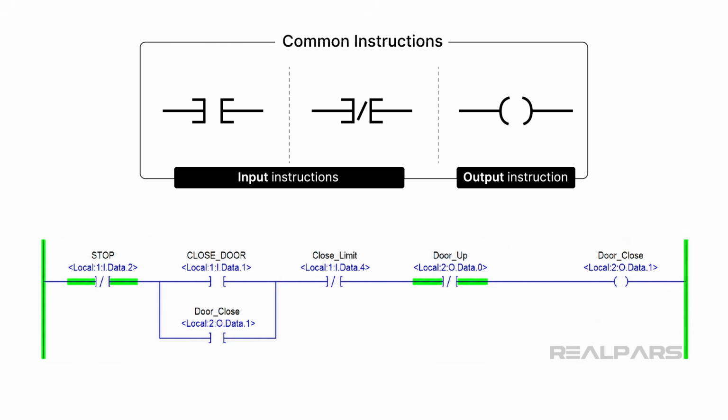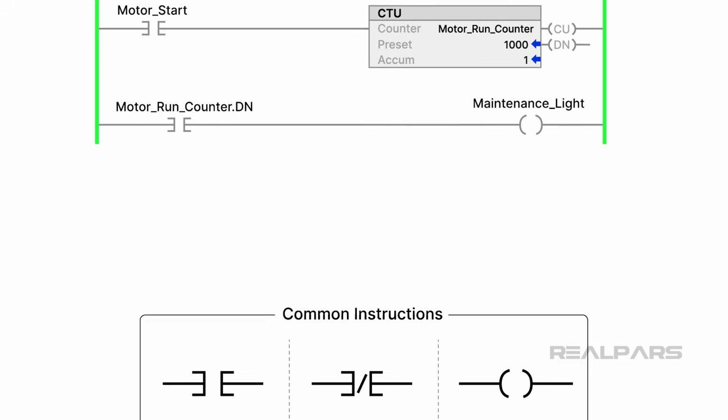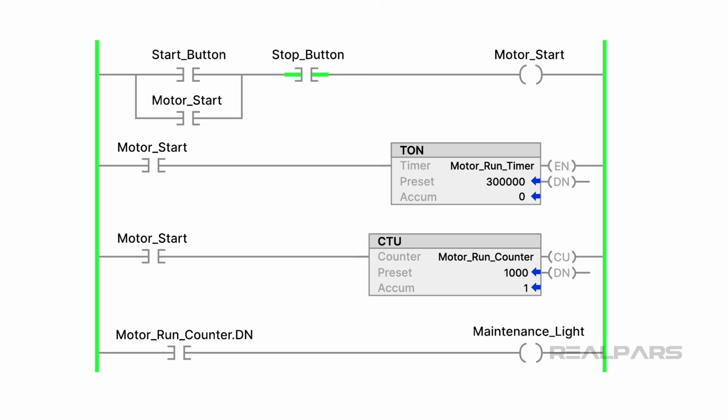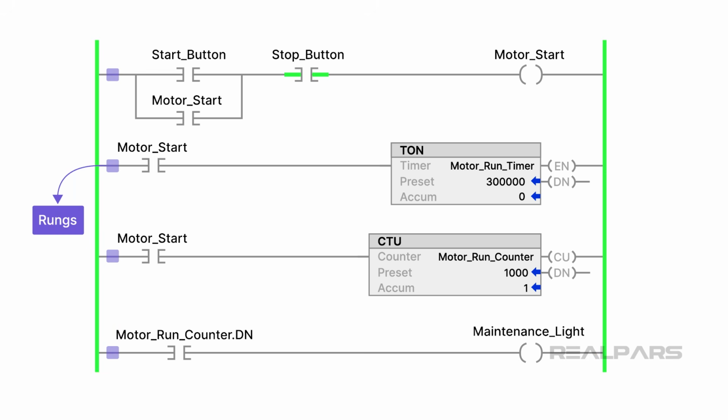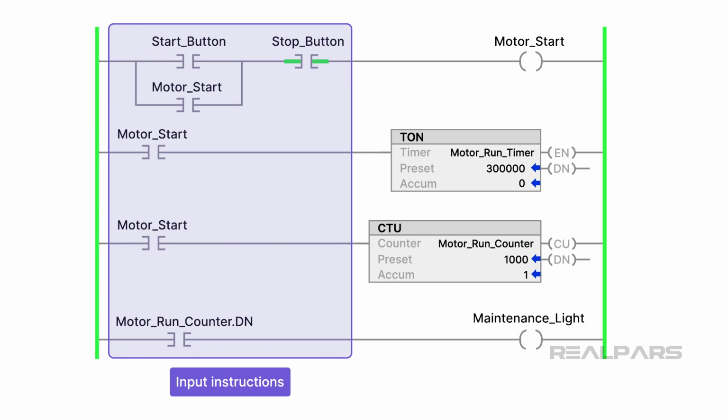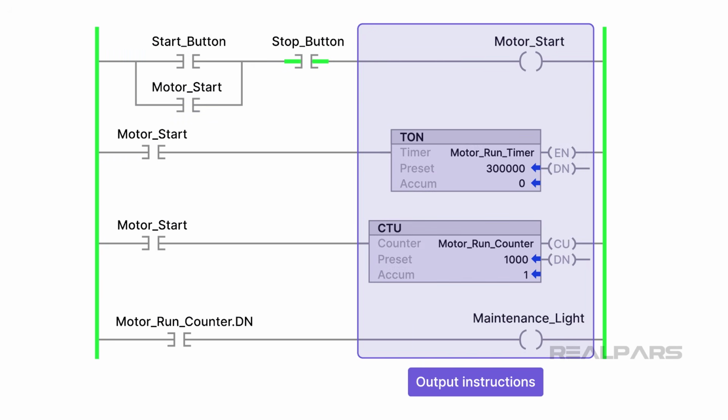Keep in mind that these instructions are graphical representations of computer code. Let's look at a typical ladder logic program. Think of the vertical lines on the left and right as power rails. Rungs are connected to each end of the power rails and populated with instructions. Input instructions are connected to the left-hand power rail, and output instructions to the right.